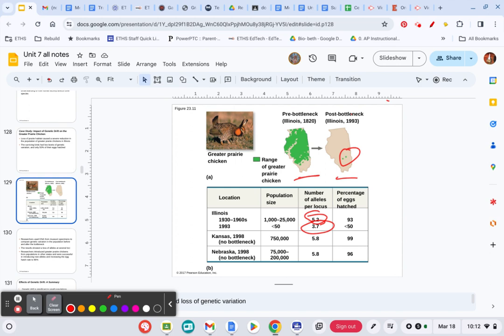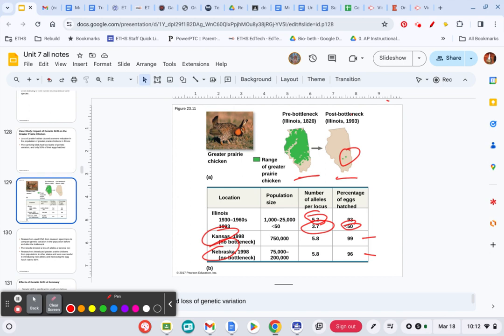The chickens were all the same, and they were breeding with each other. And a lot of their eggs weren't hatching. They weren't able to survive because less than 50% of their eggs were hatching, due to the fact that they were too closely related to each other. There was too little variation in the population. And if you looked at Kansas, where people haven't built up, or Nebraska, where they haven't built up as much, their hatch rates were close to 100%. Here's that 50% for the group in Illinois.